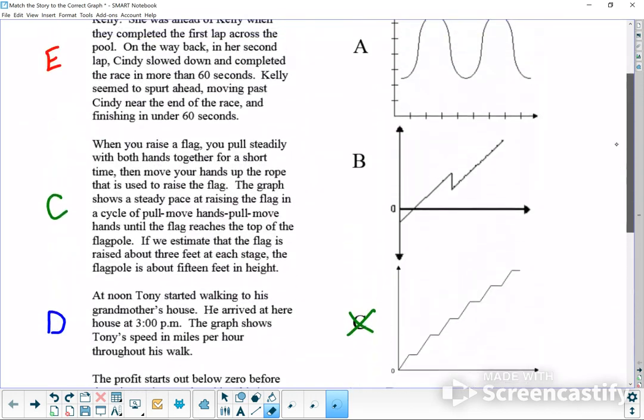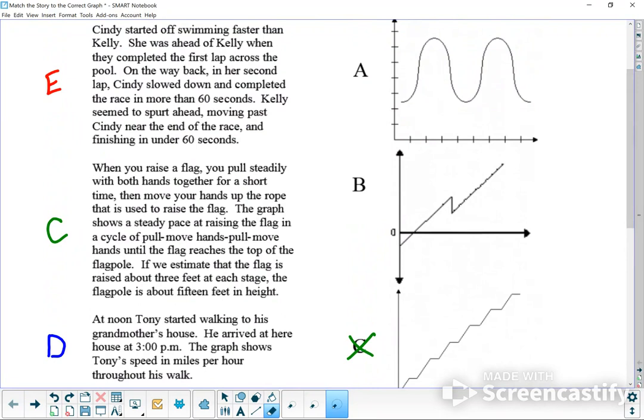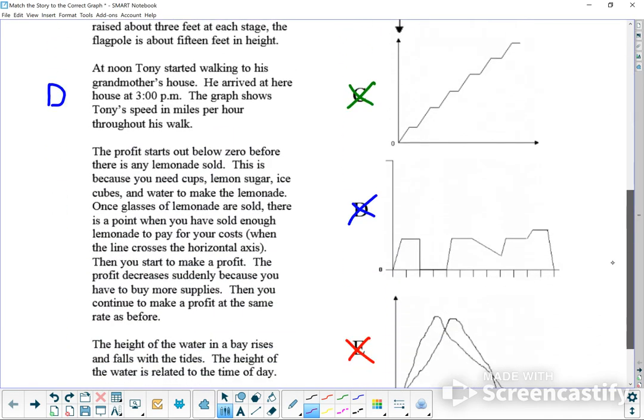Yeah, you probably guessed it. It's B, because that's the only one that actually starts off below zero. And then you start making money right here, making money, and then making more money, and then you've got to go buy some supplies. So you've got to take the money that you made. You lose some money because you're buying supplies, and then you make some more money. So B, I would say, is number 4.